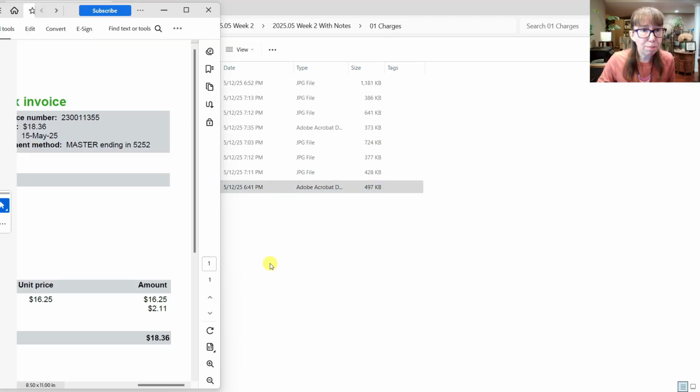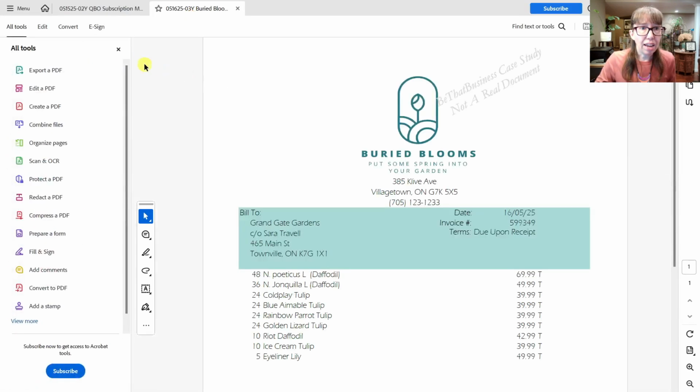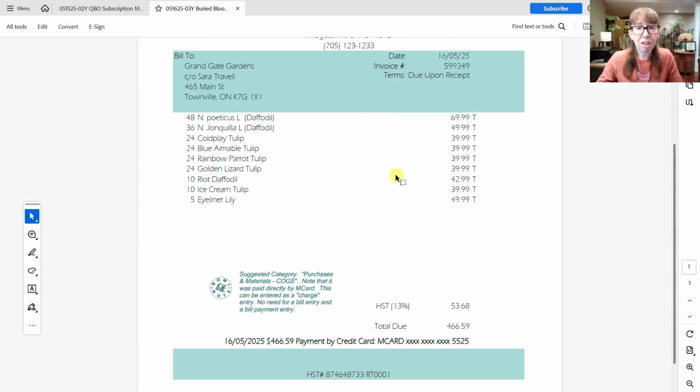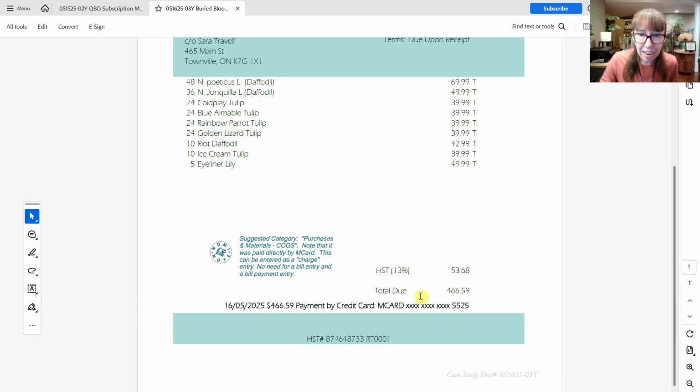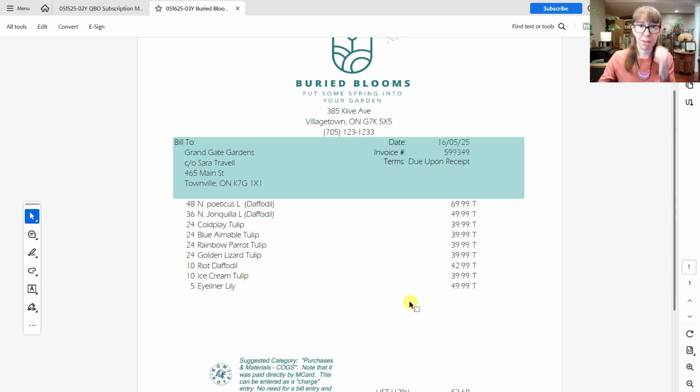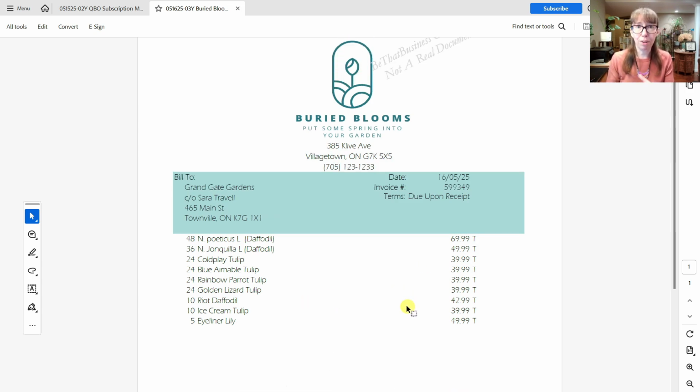Next, we have Buried Blooms. And what's interesting here is we've been entering the Buried Blooms as bills so far. And this is now in the charges folder. And the reason for this is because down here you can see that the amount of this Buried Blooms is actually just charged directly to the credit card the same date as the bill. So Sarah must have set up her credit card on file with Buried Blooms to just charge the credit card each time I pay. This is a great way to save time.